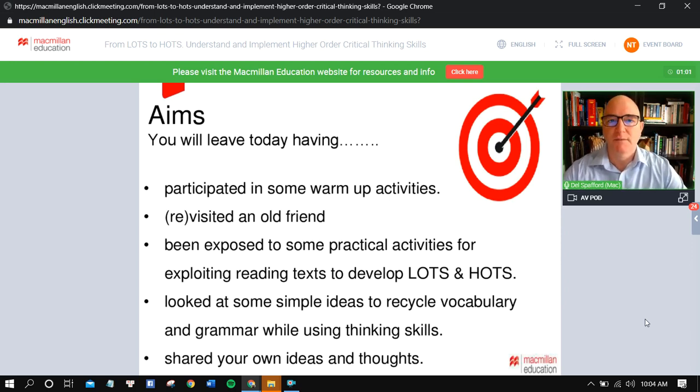And I want to tell you right now that there's no, what's the word? There's no hierarchy here. Because we say higher order thinking skills doesn't mean that they're better in any way. They're just different. They maybe take more out of us when we're thinking about them rather than lower order thinking skills. There's nothing to do with what's good and what's bad. It's just the difference in how we think. We're going to look at some ideas about how to recycle vocabulary and grammar while using thinking skills. And hopefully you're going to share your ideas and your thoughts. So there's our plans for today.